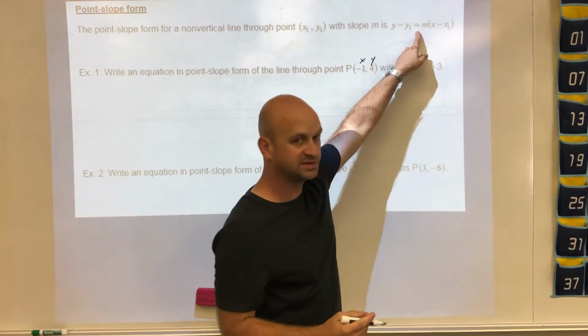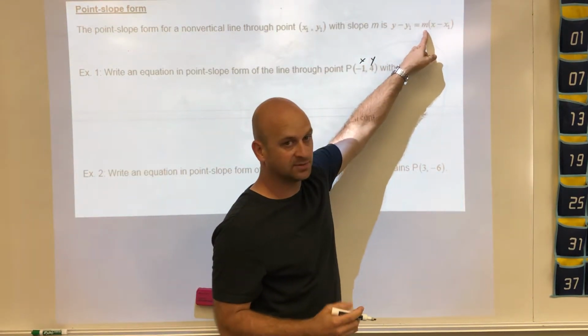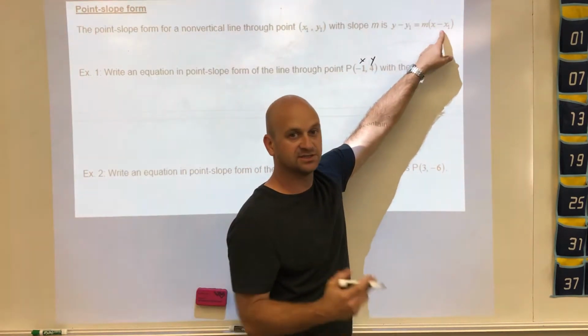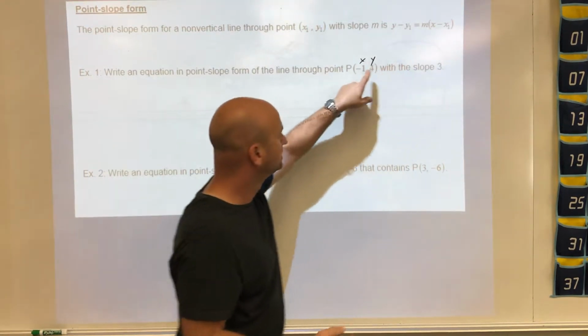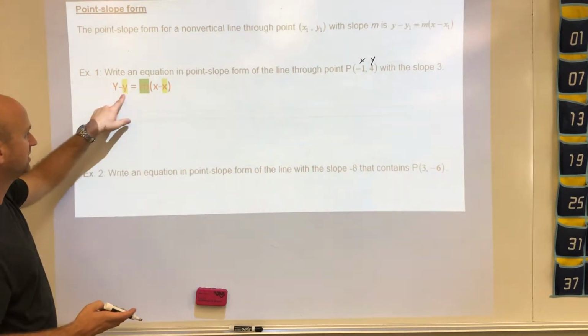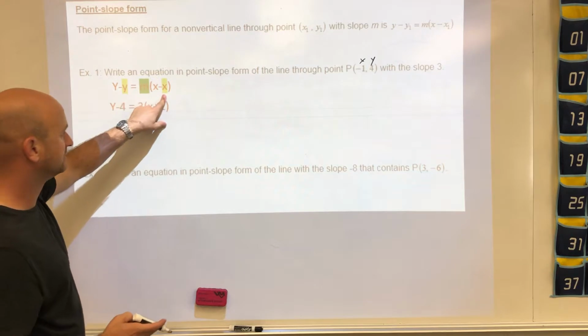So over here, we have the equal sign, and then m. Again, m is slope, so the slope would be 3. And then it's x, and then change the sign of the x value. So the x value would become a +1. So if we take our equation here, I tried to highlight these to illustrate this.